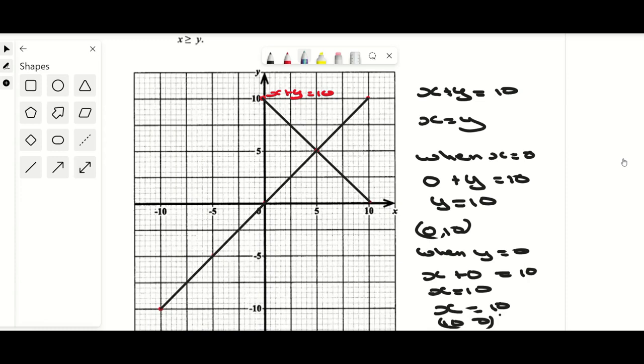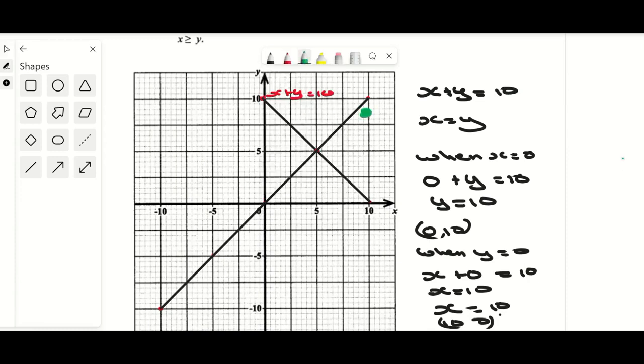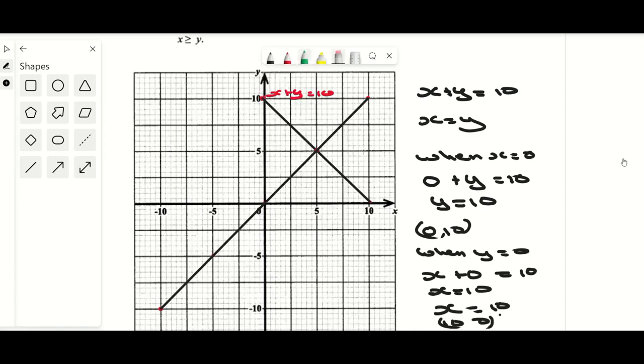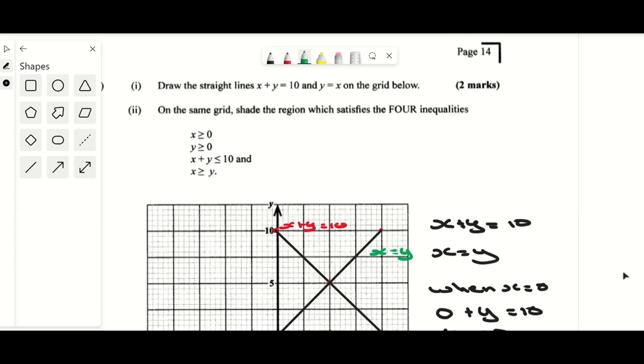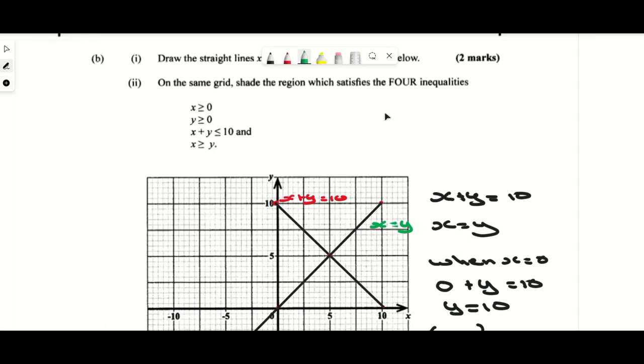So this line here, and I'll put it in a different color, is x equal to y. Okay, so that would be drawing the straight lines x plus y is equal to 10 and y is equal to x. X is equal to y and y is equal to x is the same thing. And they said, on the same grid, shade a region which satisfies all four inequalities.